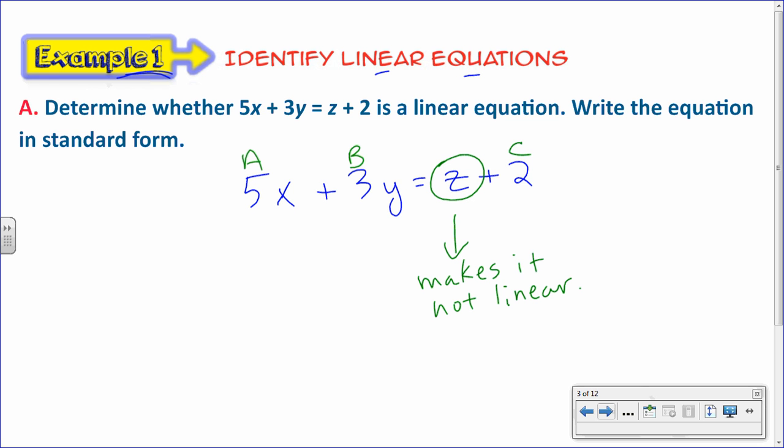Extra Z. Does it meet all the other criteria? Is X to the first power? Is Y to the first power? Also a good check: A and B are not zero either. Just determine that, right? If there's zero, it's not an equation. If that's zero and that's zero, both at the same time, you can't have that.